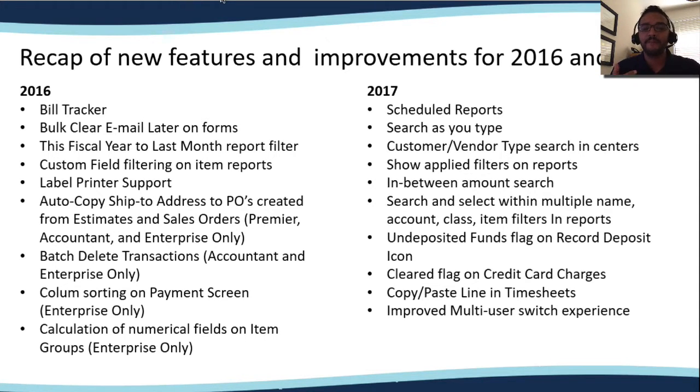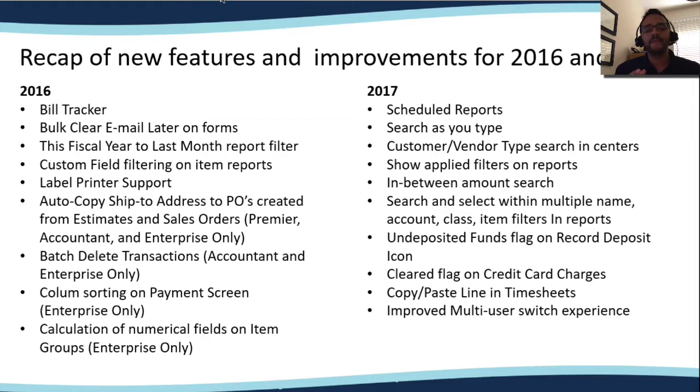In 2016, they added the bill tracker, which is similar to the invoice tracker or the income tracker. It allows you to manage accounts payable in bulk. It allows you to clear email later on forms. So if you have a whole bunch of forms that say email later, you can clear them in bulk. They added the this fiscal year to last month report filter. They also added the capacity for you to filter custom fields for item-based reports. So if you're grouping your items or classifying them based on a custom field, you can now see them in the item-based reports. It now has label printer support, so you can print labels from QuickBooks.